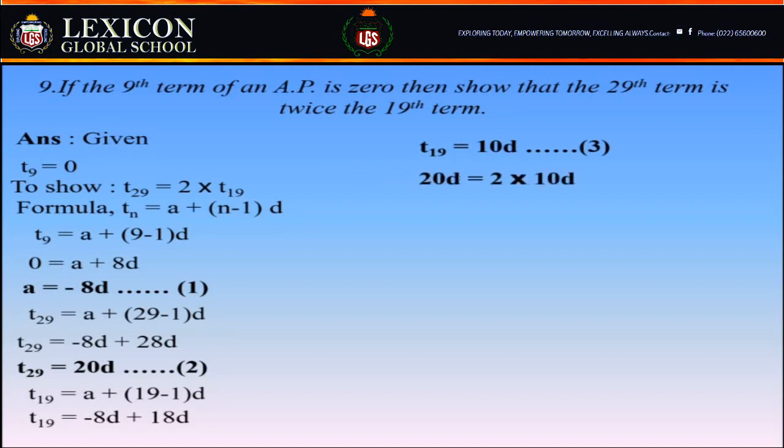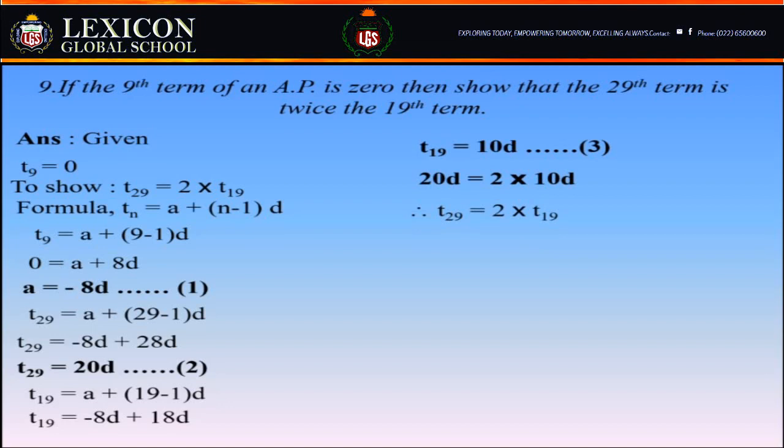According to the given condition, they have told me T29 is twice the 19th term. The value of T29 is 20d, which means 2 into 10d, which tells me that T29 is equal to 2 times the T19 term.